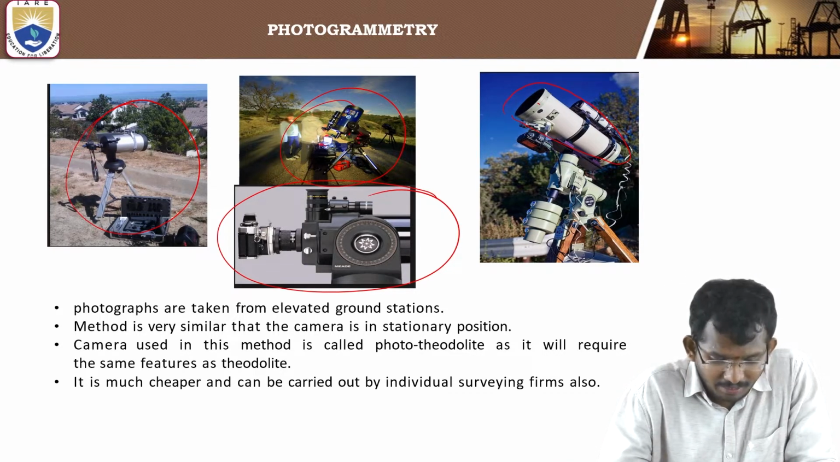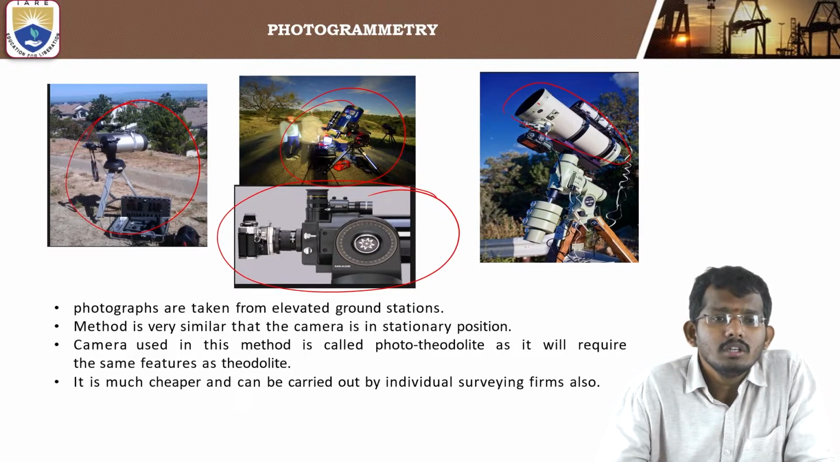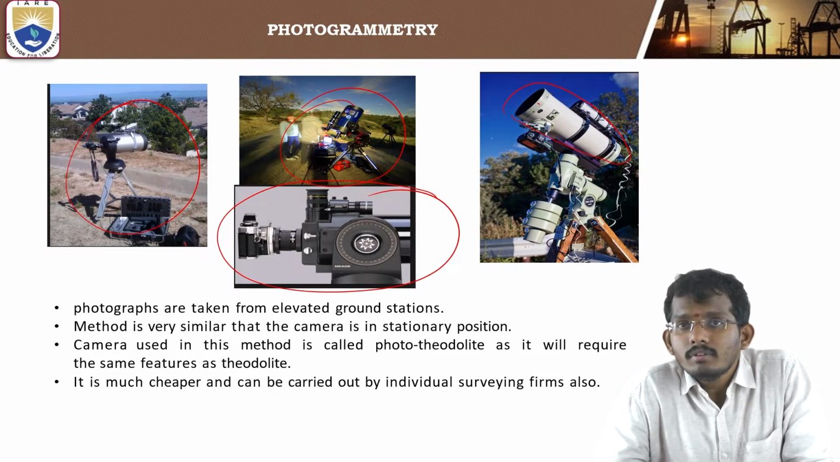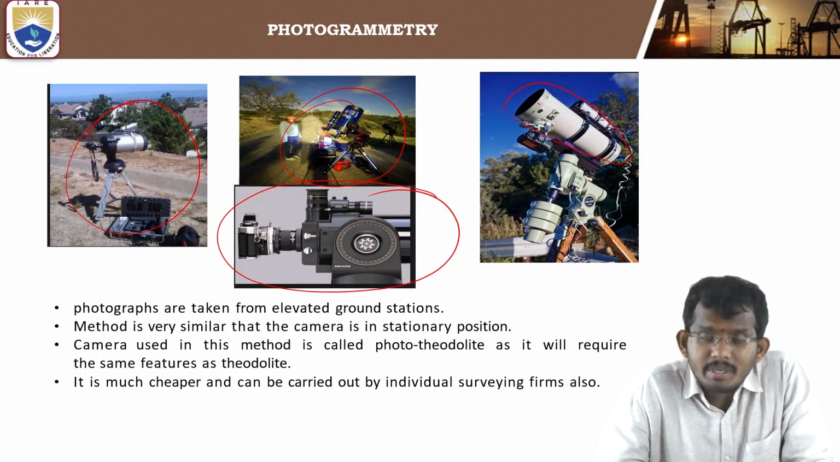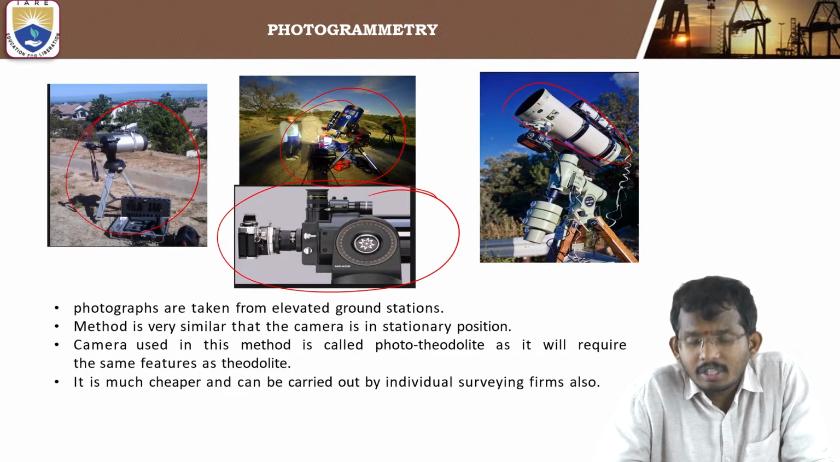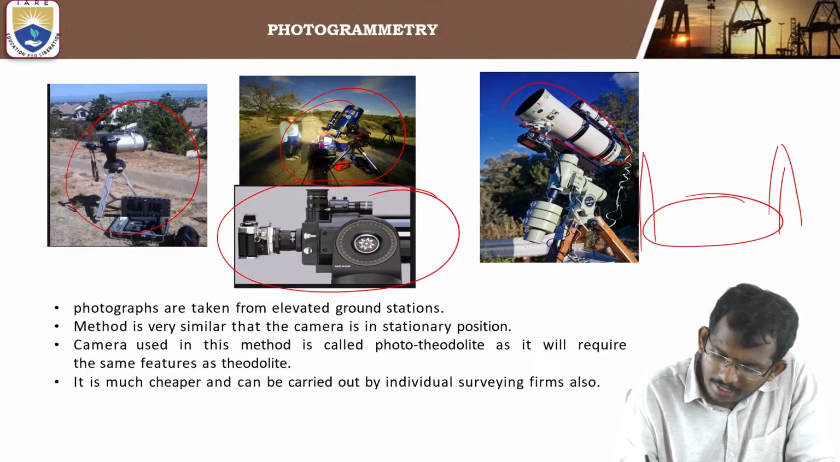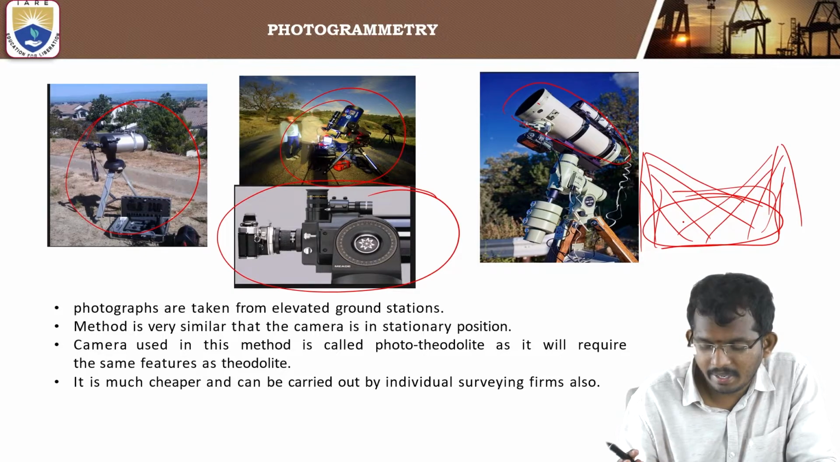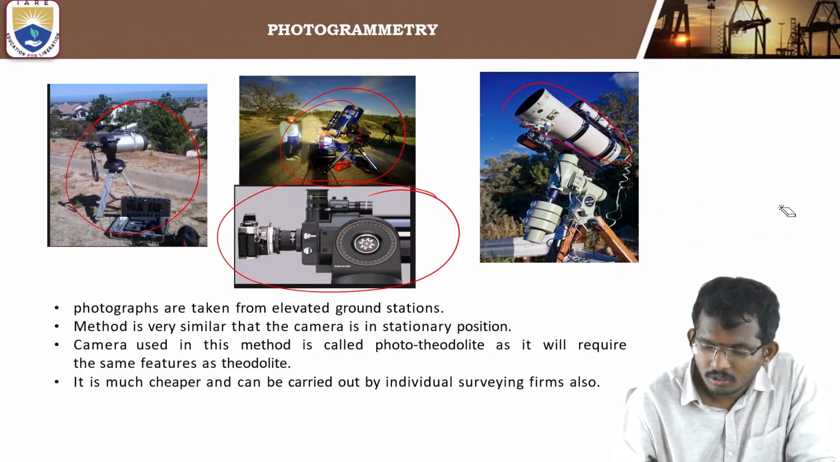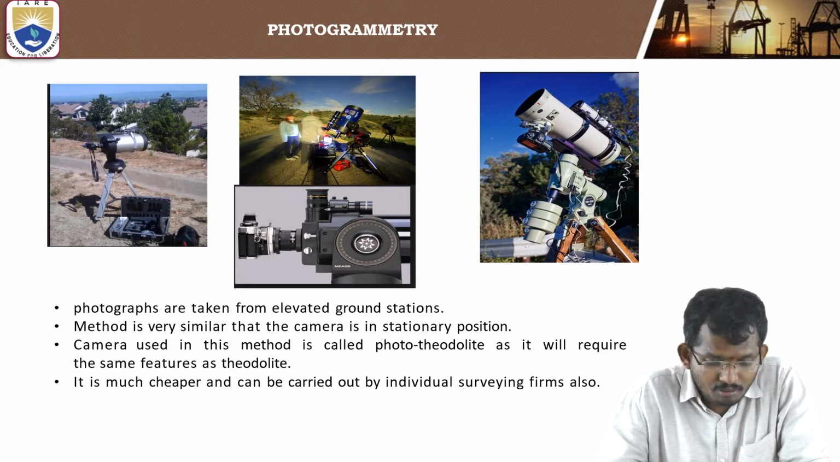Photographs are taken from elevated ground stations. Why? Because we can't take them from on the ground. The elevated ground station should be some feet above the ground. It may be a hilly area or hillock, or a tower, or trees, or anything suitable wherever you want to take the photographs. If there is a depression here, I can go to a hill station and capture the image. Using stereoscopy or stereo pairing, I will extract the information like this. So it should be a hill station or a depression. Photographs are taken from elevated ground stations only.